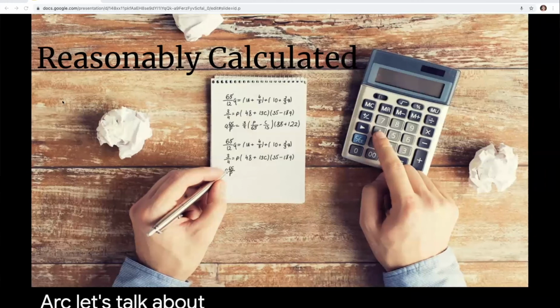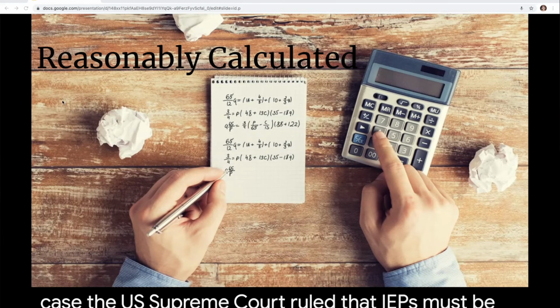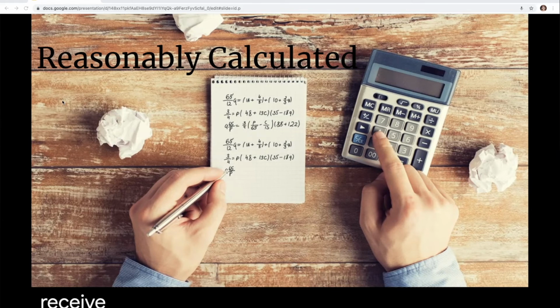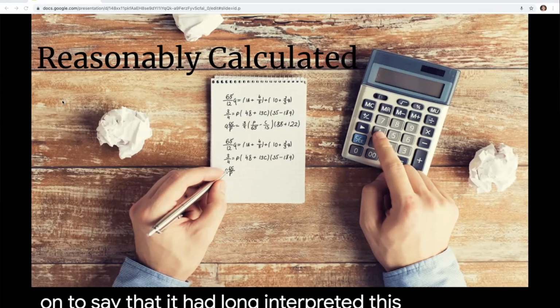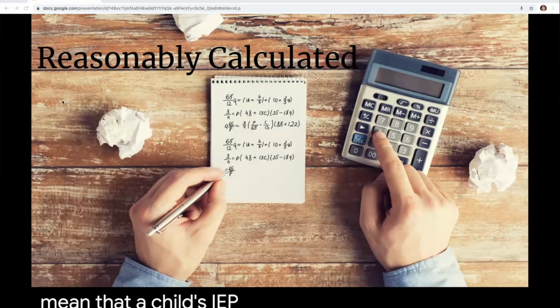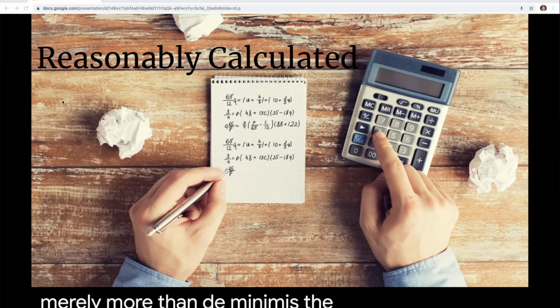So let's talk about reasonably calculated. In the Andrew F. versus the Douglas County School District case, the U.S. Supreme Court ruled that IEPs must be reasonably calculated to enable the student to receive educational benefits. The Supreme Court went on to say that it had long interpreted this language to mean that a child's IEP is adequate as long as it's calculated to confer an educational benefit that is merely more than de minimis. The Act contemplates that this fact-intensive exercise will be informed not only by the expertise of the school officials, but also by the input of the child's parents or guardians.